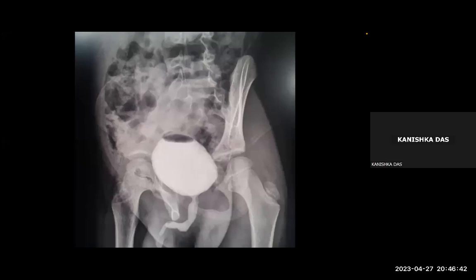A 2-year-old child with a poor stream and urinary infection. Anyone? It's a voiding cystourethrogram.